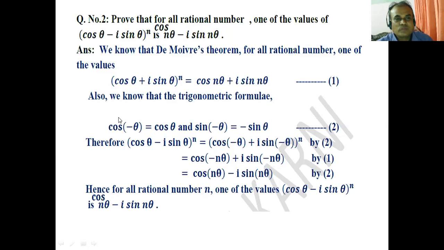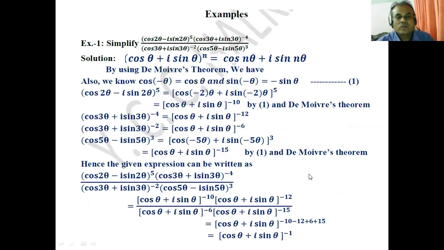Starting from the LHS, we get the result. And hence, for all rational numbers n, one of the values of (cos theta minus i sine theta) raised to n is cos of n theta minus i sine of n theta. Hence the answer of this question. Now examples on De Moivre's theorem. Here we use the statement of De Moivre's theorem and we solve the examples.